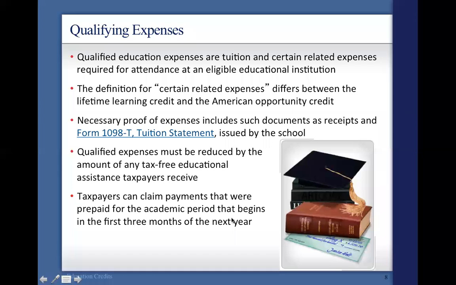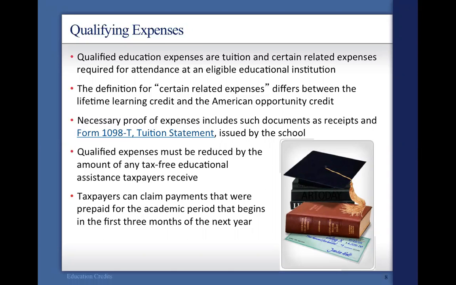Oh, sorry. The last thing is this bullet point here where it says taxpayers can claim payments that were prepaid for the academic period that begins in the first 3 months of the next year. So what happens is that oftentimes you get bills where you prepay for an academic period in the next year. You can claim those periods that you prepaid in that year. So it's giving everybody a benefit.